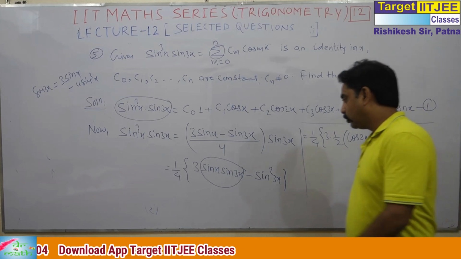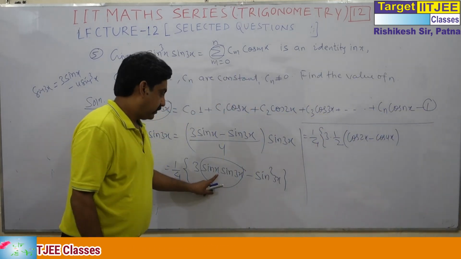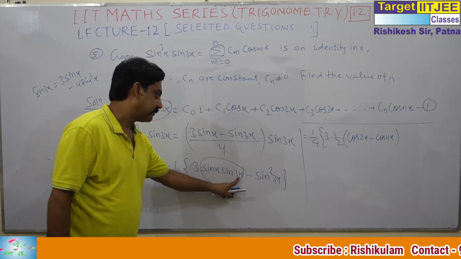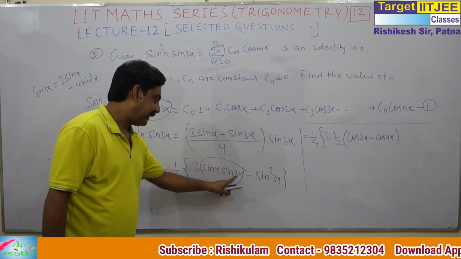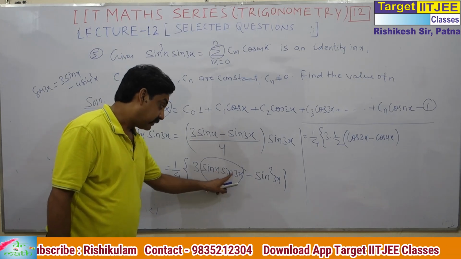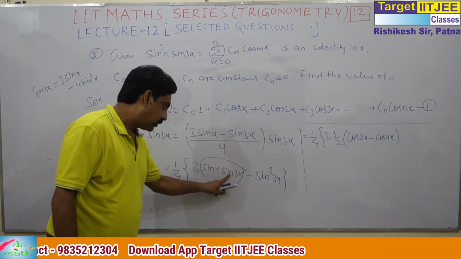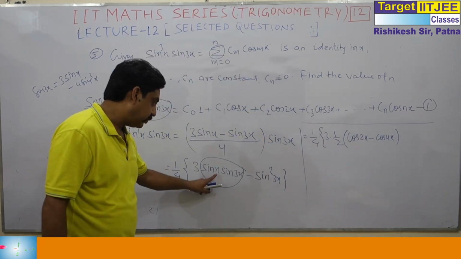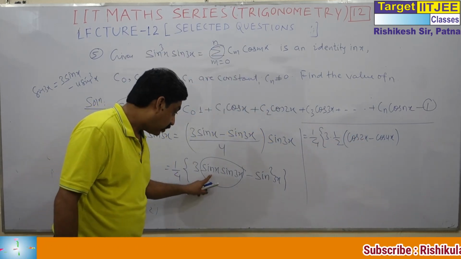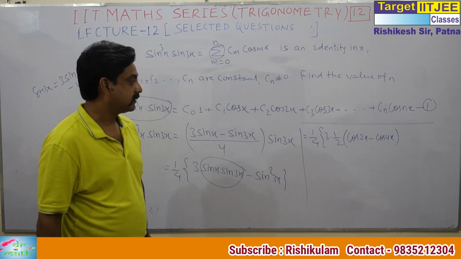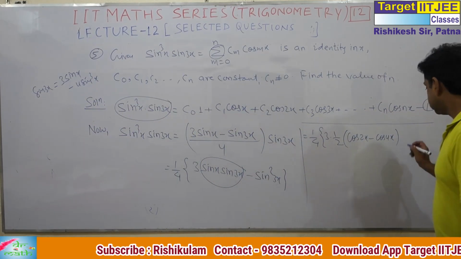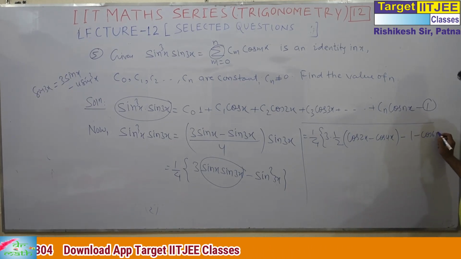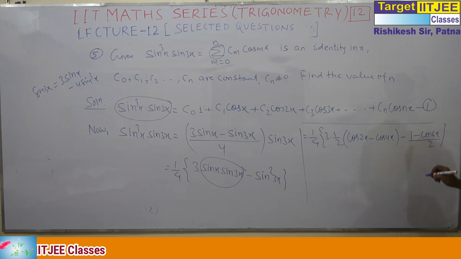Get it? 2 sin A sin B is cos(A minus B) minus cos(A plus B). Here x minus 3x is minus 2x, and cos of minus theta is cos theta. So cos 2x, minus cos(A plus B), x plus 3x, which is cos 4x. And this is, I think, (1 minus cos 6x) by 2.